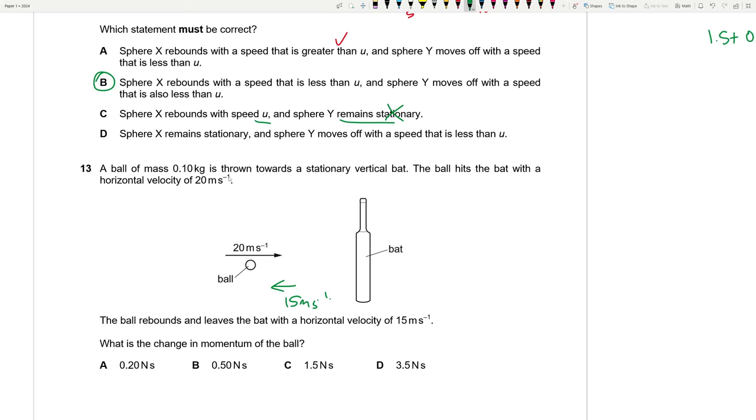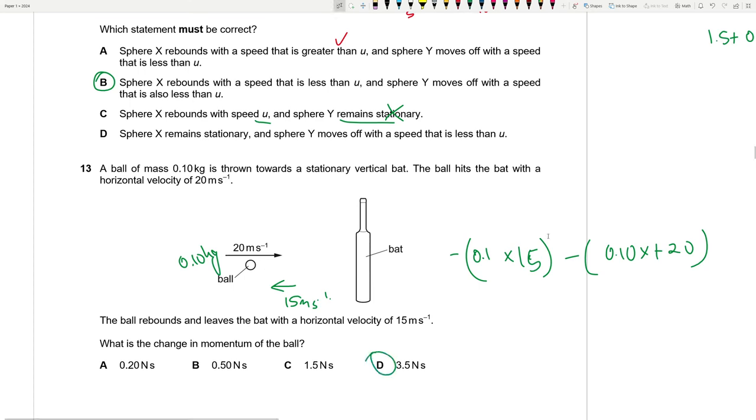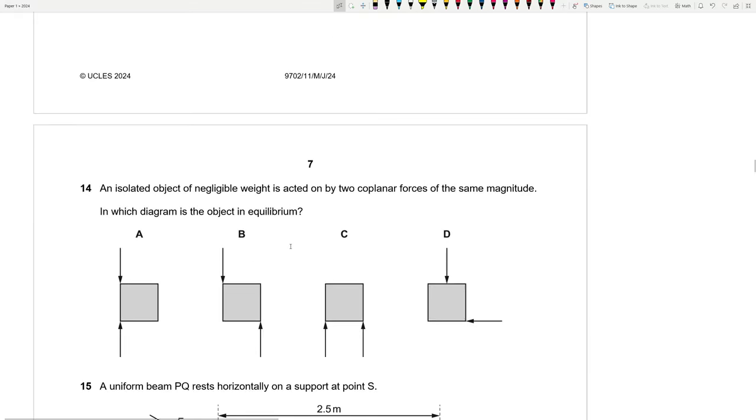So change in momentum, final minus initial. Minus 0.1 into 15 minus 0.1 into 20. So the change is actually minus 3.5, which is Newton. So you have to subtract all. You just need to add them basically.